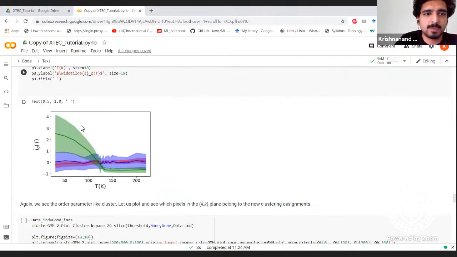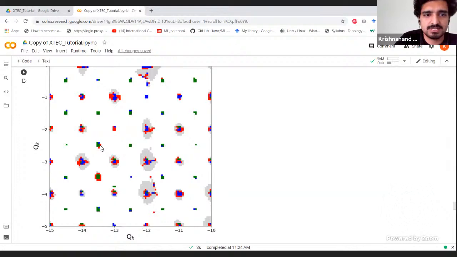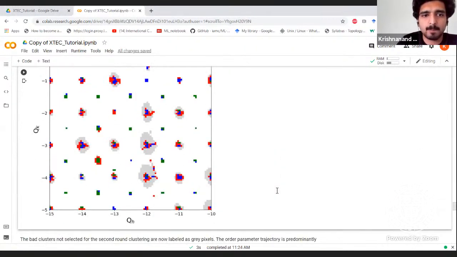And you can see that after the second step clustering, you see a nice order parameter trajectory that shows a transition somewhere here. And if you look at the HKL assignments of those clusters, you can see that the charge density peaks are the ones that overwhelmingly have the order parameter trajectory. So now this XTech has identified which peaks show the phase transition, and what this phase transition means. But we can do better, because now we see that some pixels are kind of mixed.